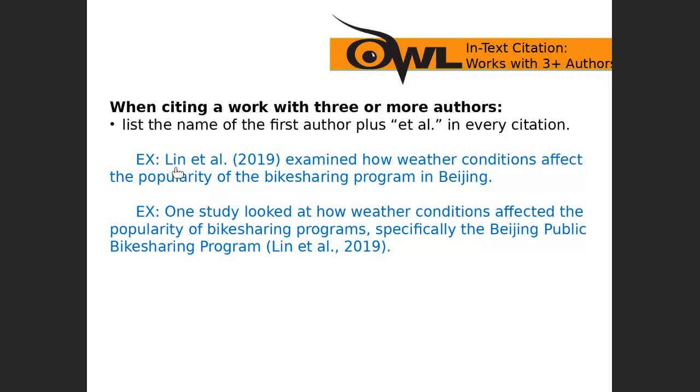So if you have 1 or 2 authors, you can list them out. But if you have 3 or more, you're just listing the first author, et al., and the year. First author, et al., and the year. Okay? Notice up here that there's no comma if you're writing it out within the sentence. If you put it in the parentheses, then you do need a comma. Okay? So if it's a narrative, you don't. If it's in the parentheses, you do.